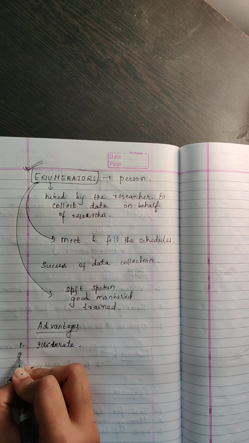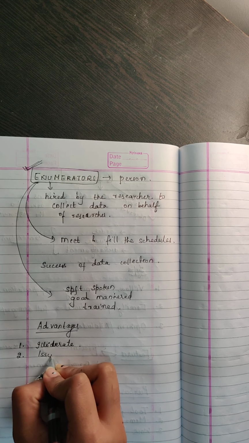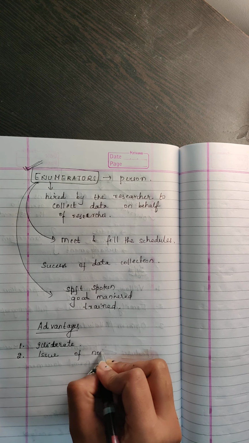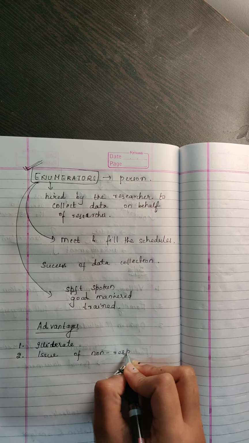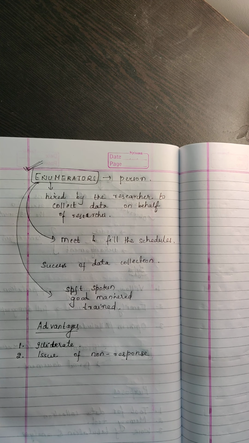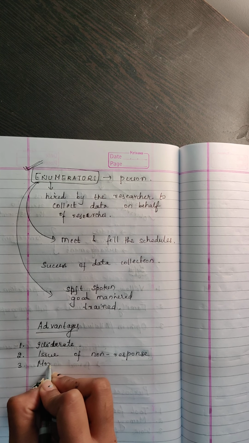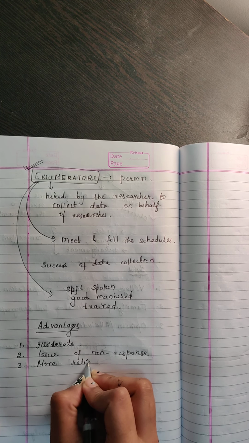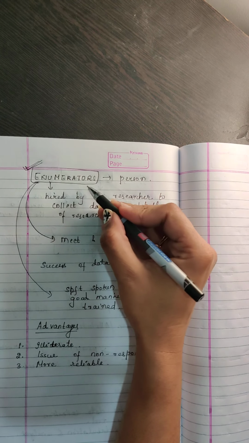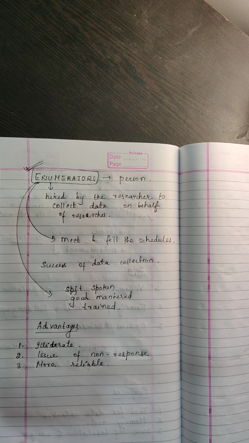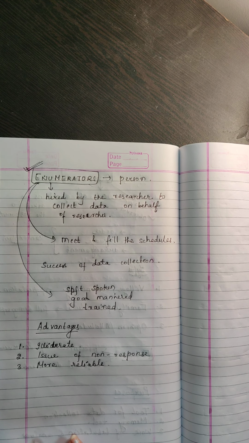Also, the issue of non-response is resolved. Why? Because the enumerator himself is present at the place to collect the information. Third, the data that you get is more reliable because it is collected by the enumerator himself and the details are filled in by the enumerator.